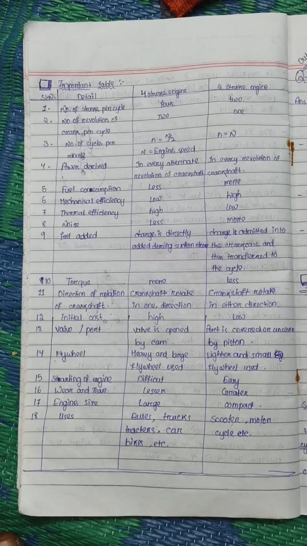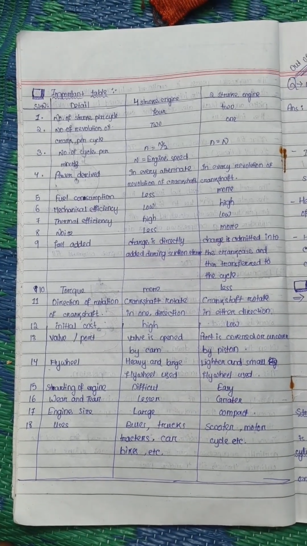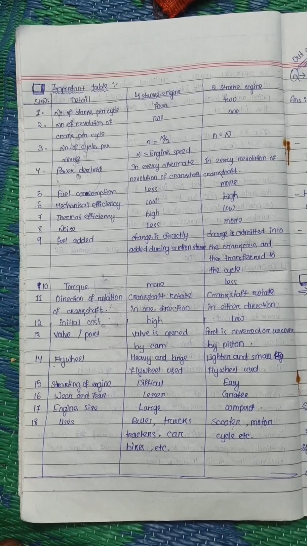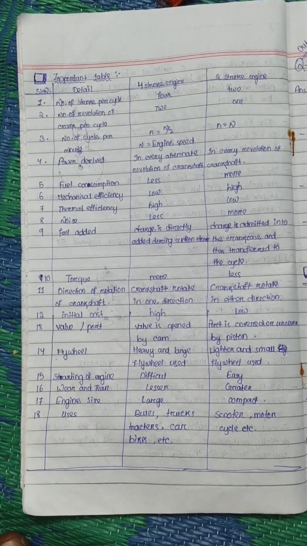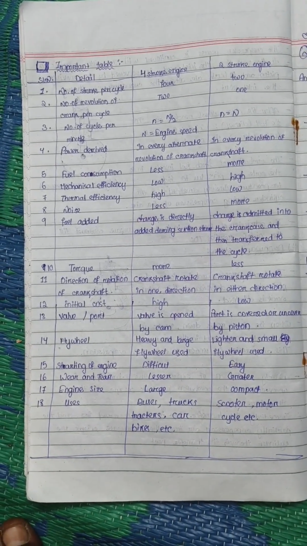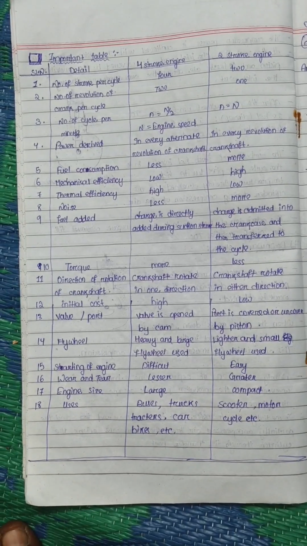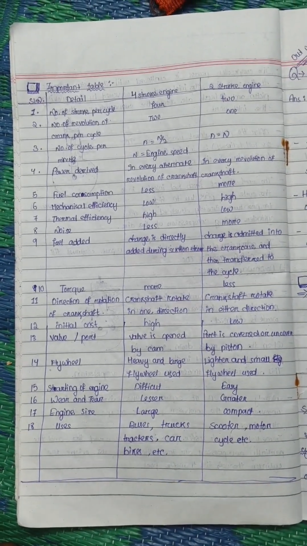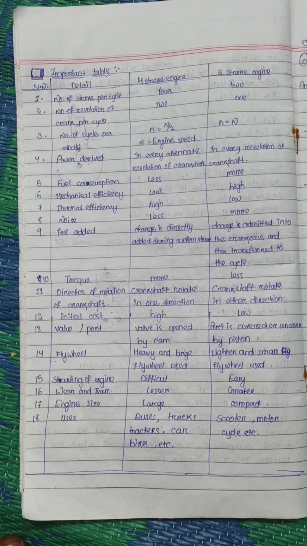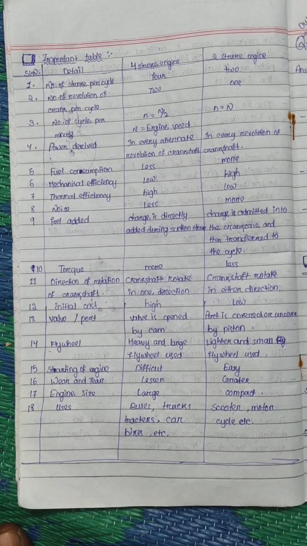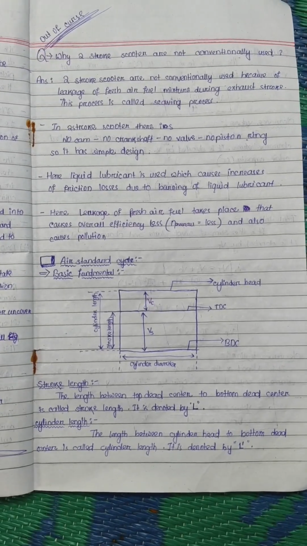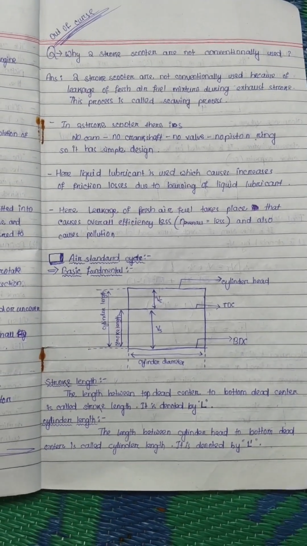Engine size of four-stroke engines is large as compared to compact two-stroke engines. Uses of four-stroke engines are in buses, trucks, tractors, cars, and bikes, etc., while two-stroke engines are used in scooters, motorcycles, etc. So now, air standard cycles.